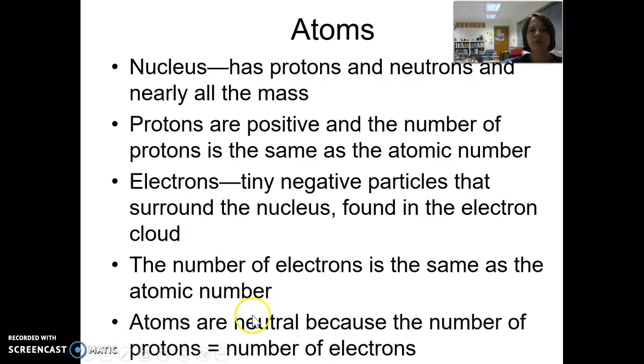So atoms are neutral because the number of protons equals the number of electrons, and we know that protons are positive and electrons are negative, so when positive charges equal negative charges, it's 0.